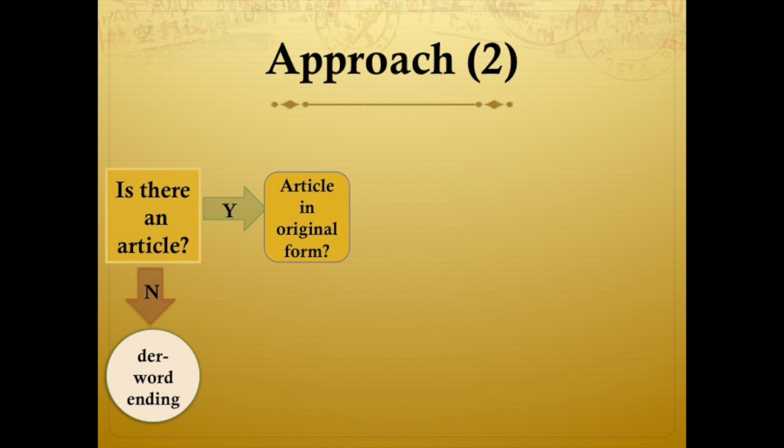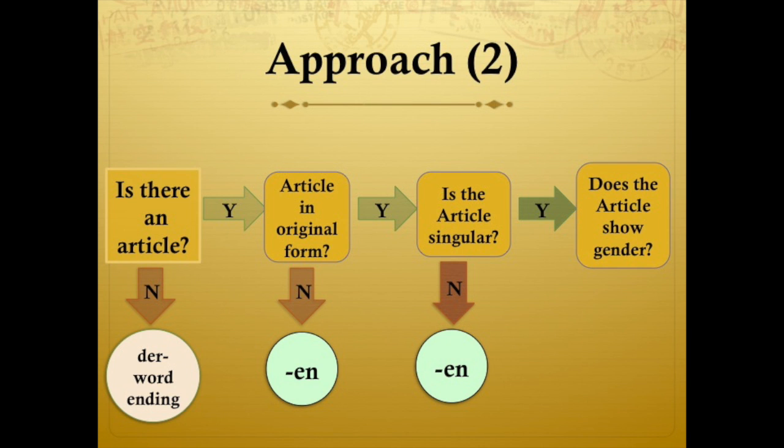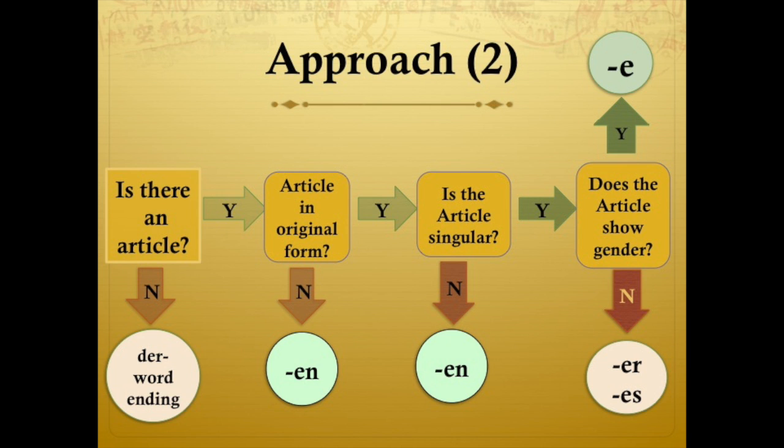If, however, you answered yes, there is an article, you have to ask yourself if the article is in its original form. If it's not, you attach an en ending. If it is in the original form, you have to ask, is the article singular? If it's not, you again attach the en ending. And if it is, you have to ask the question of whether the article shows gender or not. If it does not show gender, you apply the er or the es. Er for masculine, es for neuter. And if it does show gender, then the ending will be e.